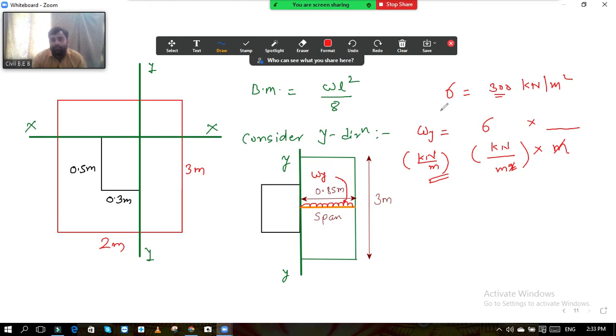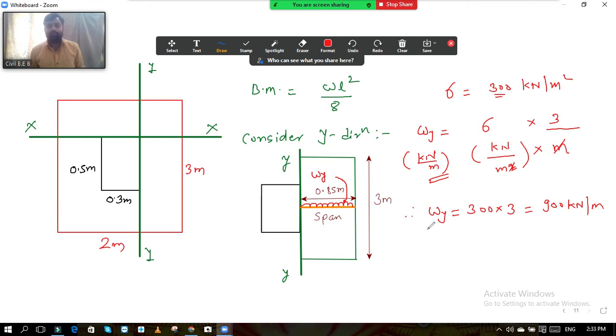So this is the 300, we know that. This sigma I will write over here. This is sigma into what will be the length. Now this is our span, 0.85 is our span. So you want UDL in kilonewton per meter. Per meter means per meter length of this 0.85 meter. So what is the remaining length? Remaining length is 3 meter. So multiply this by 3. Your intensity WY will be 300 into 3, so it is 900 kilonewton per meter. This is the intensity.